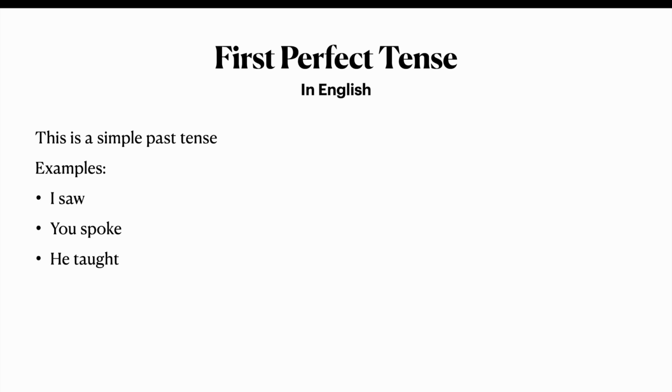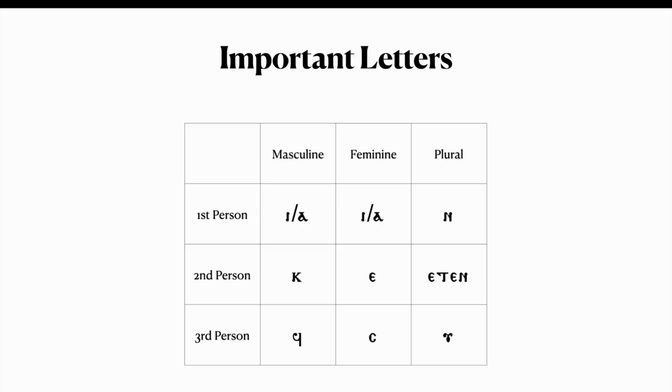Okay, so the first perfect tense, its equivalent in English is the simple past tense. Some examples of that are I saw, you spoke, he taught, stuff like that. And now getting into the actual Coptic of it, first, let's go over some important letters that will be important not just for the verbs, but also for pronouns and stuff like that, right?